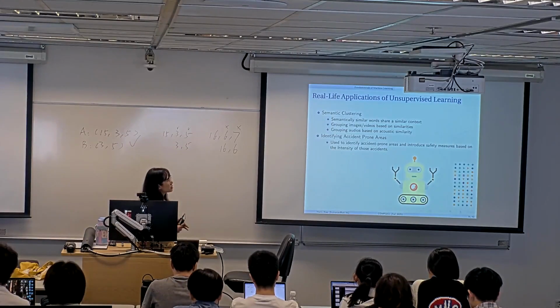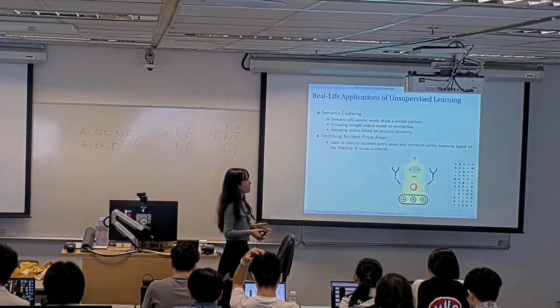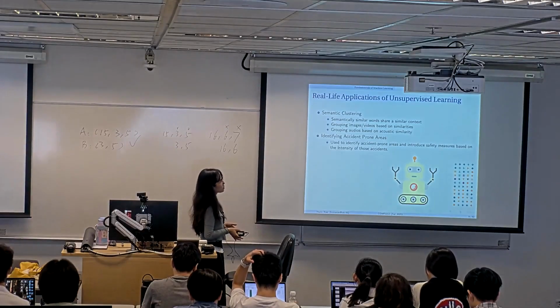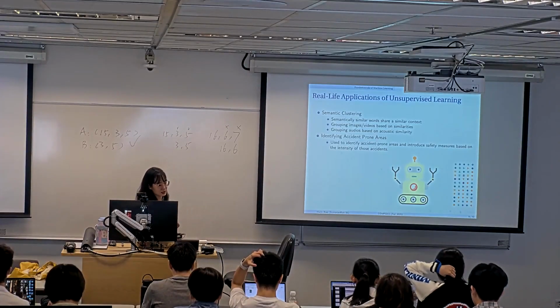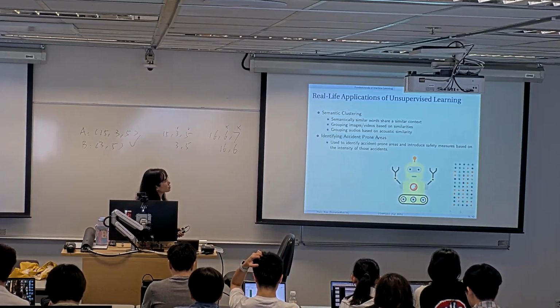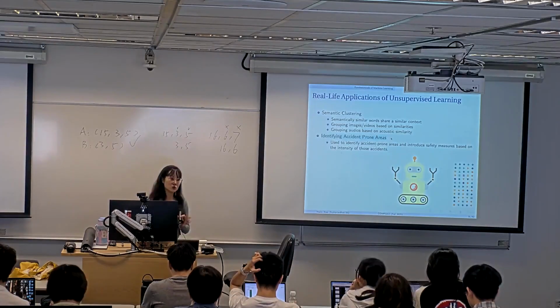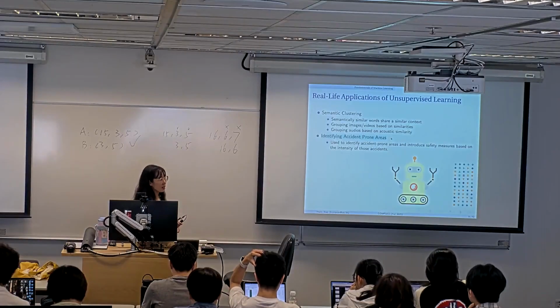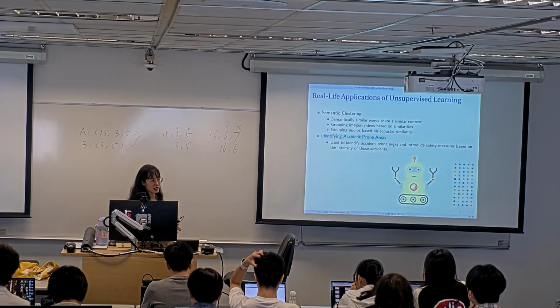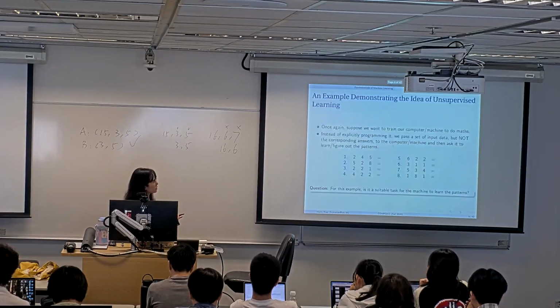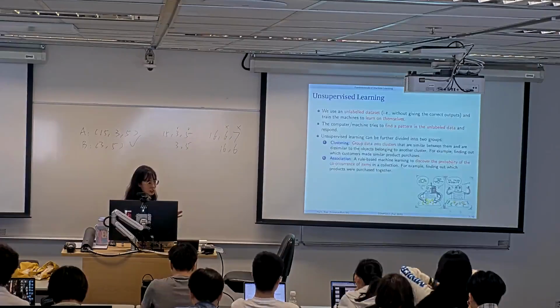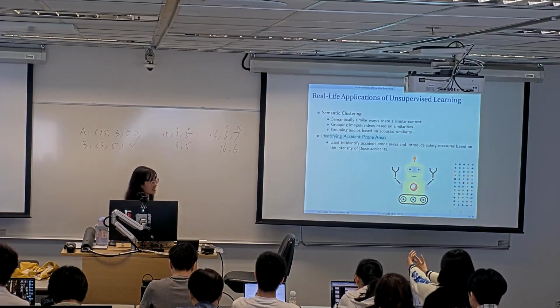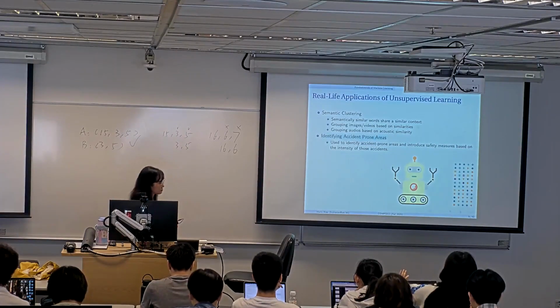It can be used to identify the accident-prone areas and then introduce safety measures based on the intensity of those accidents. So for this task, you don't need to provide the supervision. You don't need to provide the labels, you only need to store, for example, which areas are accident-prone ones. Basically, it will use association to get some co-occurrence and try to predict that.